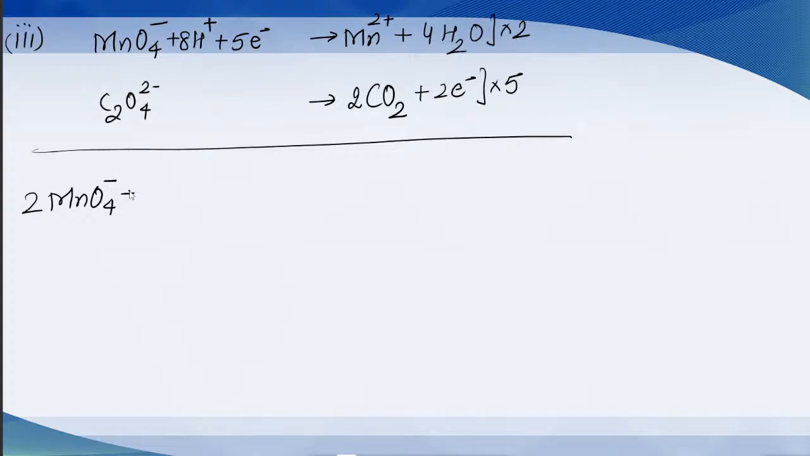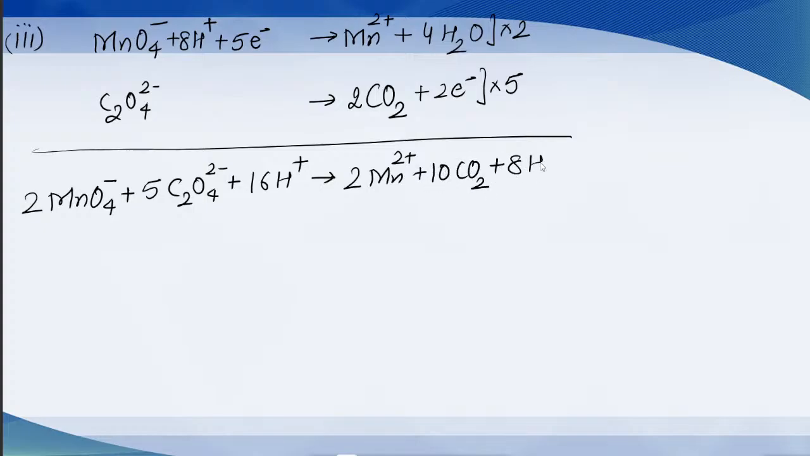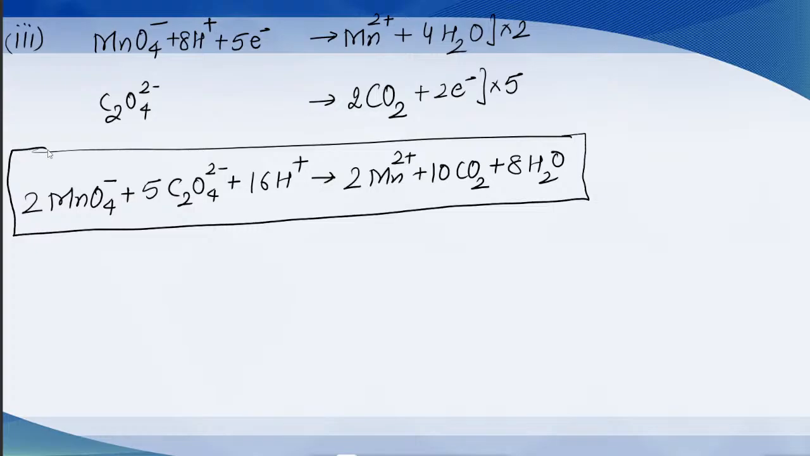So overall it becomes 2 MnO4 negative, 5 C2O4 2 negative plus 16 H plus gives 2 Mn2 plus, 10 CO2 and 8 H2O. That's it.